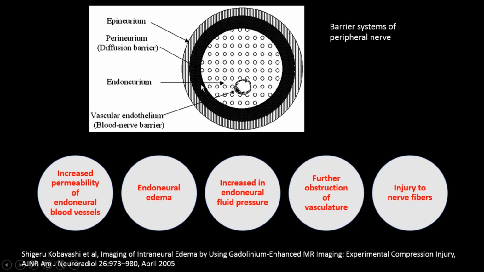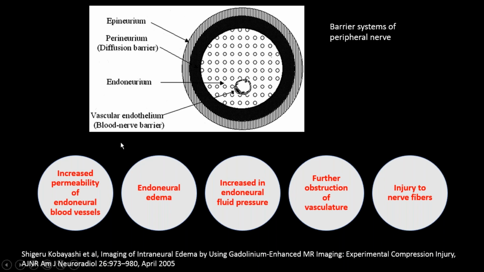This figure here explains the barrier system of peripheral nerve. So we have epineurium, perineurium, and endoneurium. Between the epineurium and perineurium, there is a diffusion barrier, and for the capillaries, the small blood vessels inside the endoneurium, there is a blood-nerve barrier maintained by the vascular endothelial layer of these blood vessels.